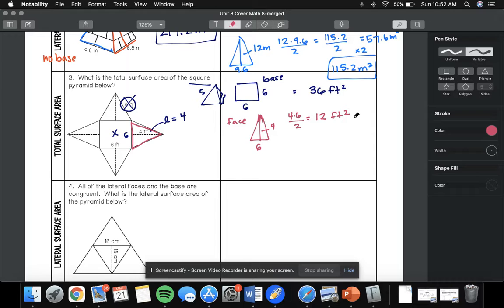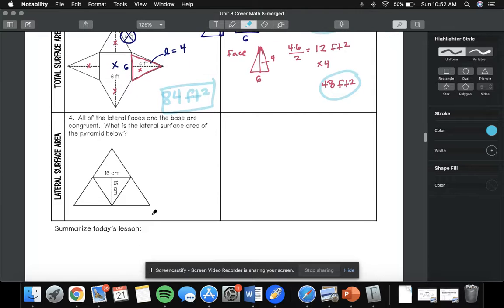Now we have to figure out how many of these shapes we have. This is a square, which means they're all the same. So I have one, I have the left and the right, but I also have the top and the bottom because it is a square. So we can multiply that by 4 and get 48 square feet for our faces. Then to find the total, add the base with the 4 faces, 36 plus 48, and we get 84 square feet for our total surface area.